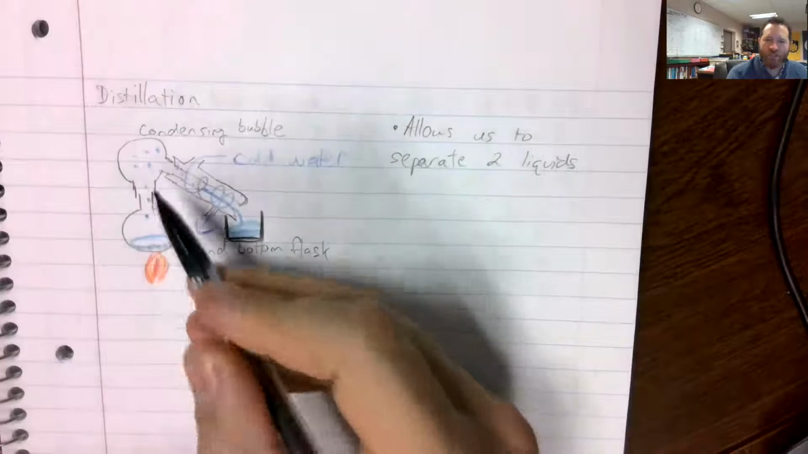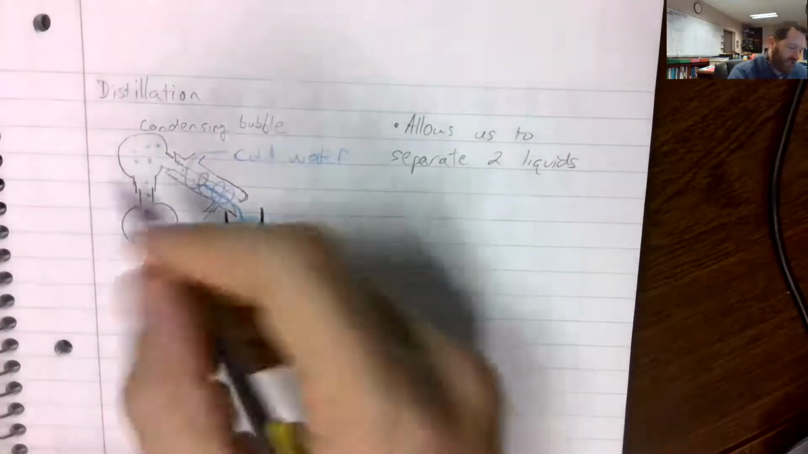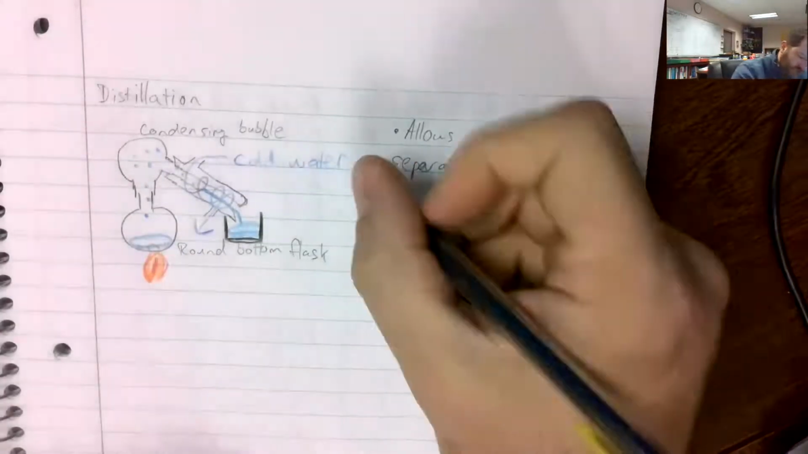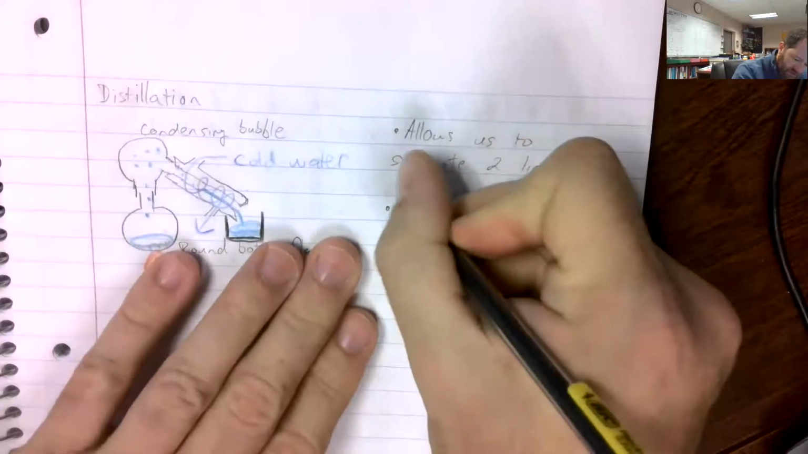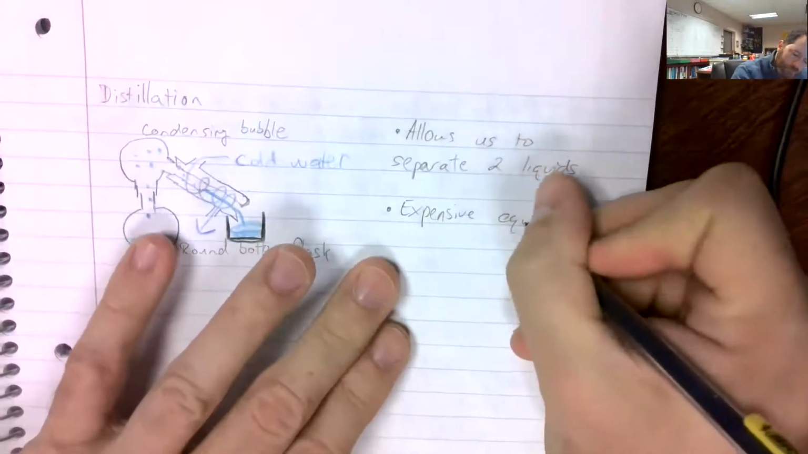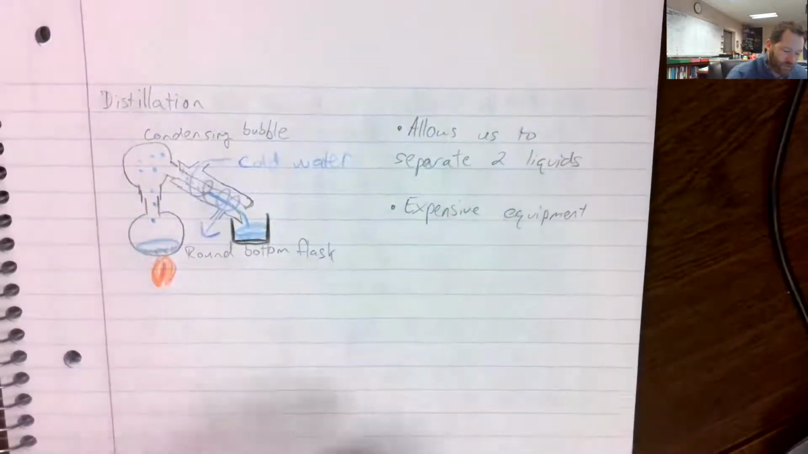The water gets left behind. It's not 100 degrees. The alcohol evaporates. It is above its boiling point, and you're just able to collect it. I guess the bad part is this is expensive equipment. But again, it's a really cool process.